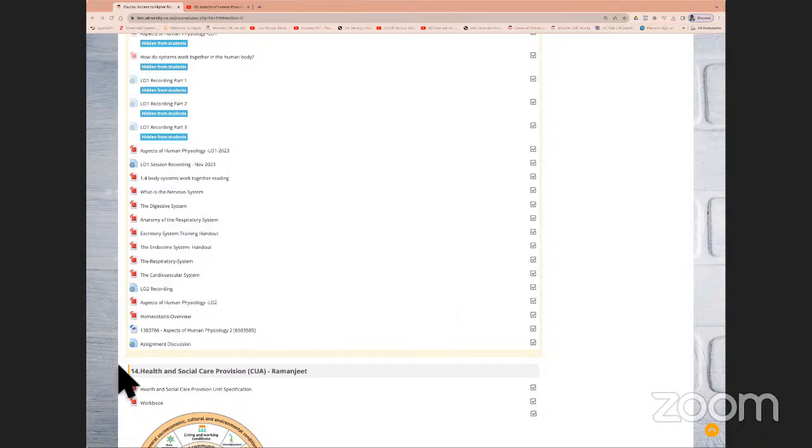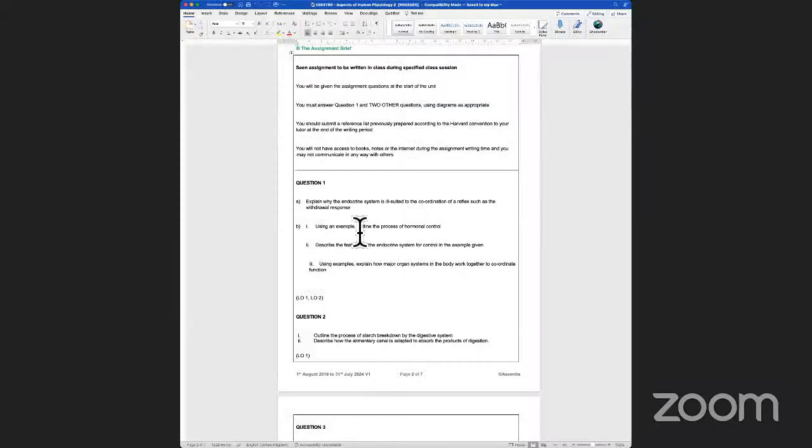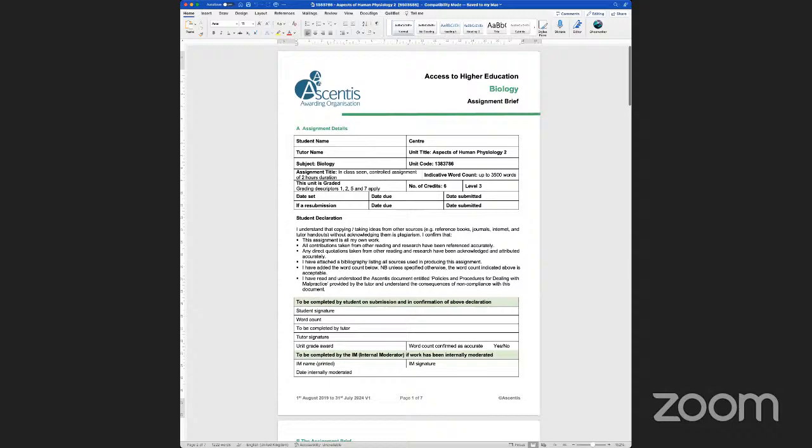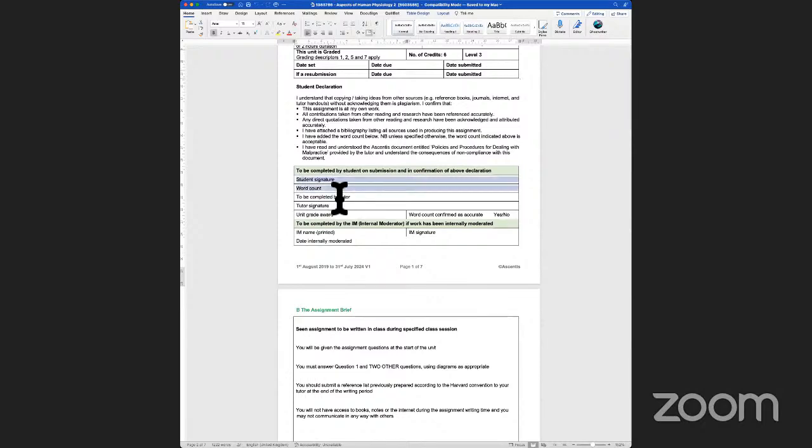So my suggestion would be, watch the assignment discussion session and then start attempting the assignment, because the assignment is purely theoretical. It is divided into 4 questions. Let me briefly show you that as well. So this is the Word document that I've downloaded. You need to fill some of these details in on this side, including your signature and word count.